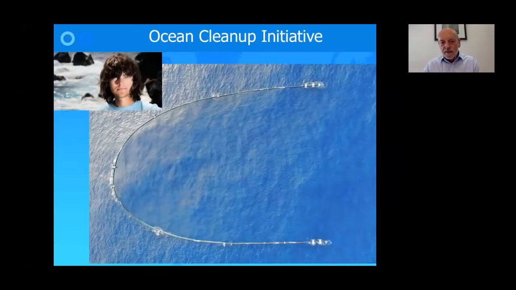But there are also tests now, and this is a much more efficient way, with catamarans, where in the middle between the two hulls there is like an assembly line where plastic material is taken out of rivers. Like in Southeast Asia, for example, there are rivers transporting a lot of this plastic into the ocean. And by this initiative, there are these catamarans installed in a number of rivers where the plastic is removed.